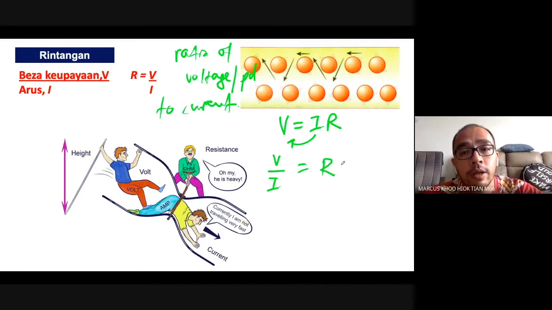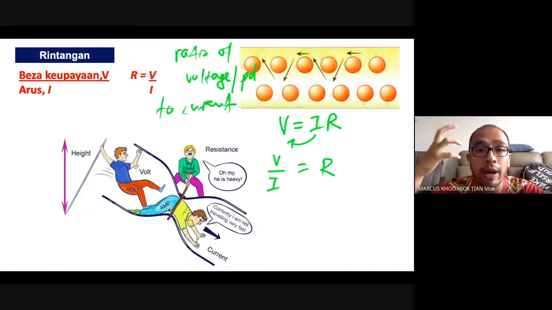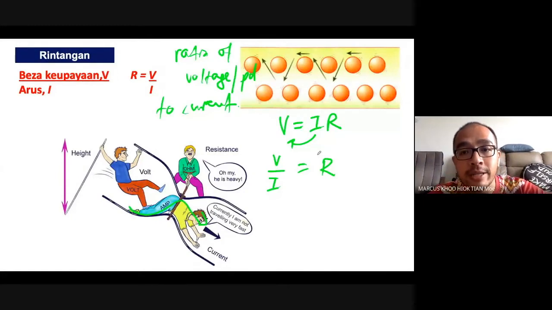Remember that when we were talking about voltage, voltage is how much energy you have to travel across two points. And from that energy comes the current. The current is flowing. And resistance, its name in Malay is rintangan.